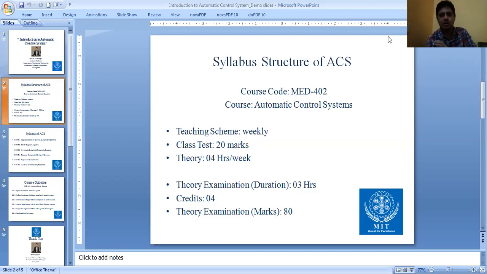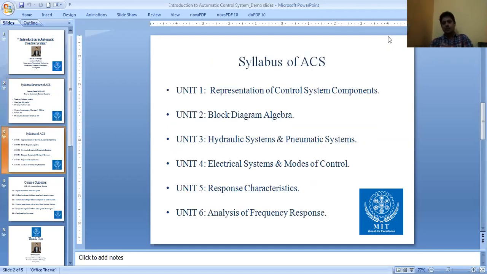Now let us see what all we need to study here. Let us have a discussion on the syllabus for automatic control systems. Basically, the syllabus is split into six different units depending on different levels, how the subject is classified. Unit number 1 deals with representation of control system components. That is how control system components, whether they are mechanical, electrical, electronics, are classified and represented in different representation forms and how they're interconnected. So that is a basic structure that we're going to study here.